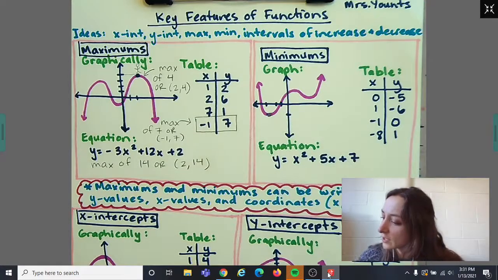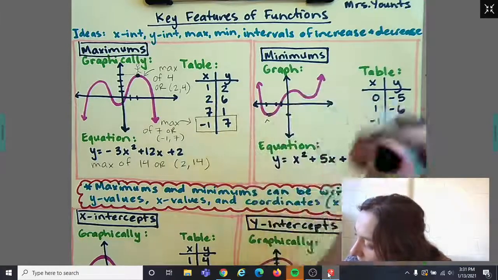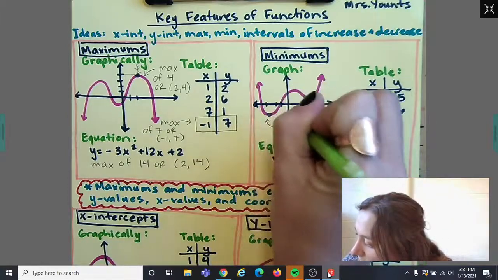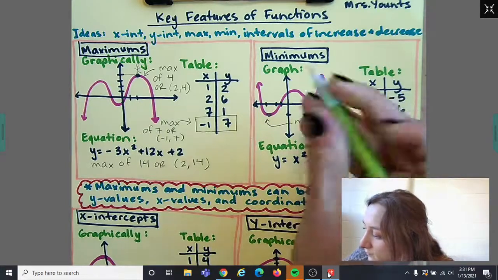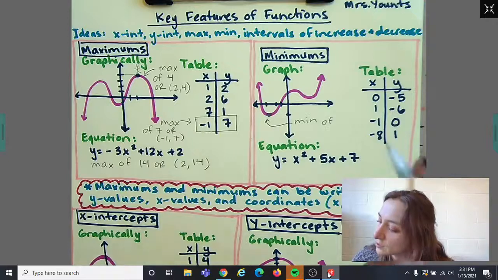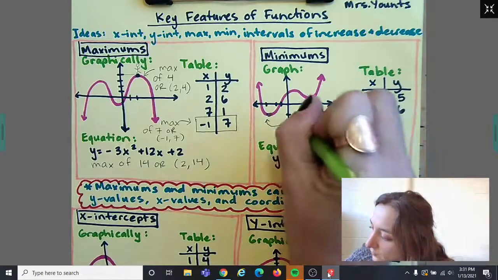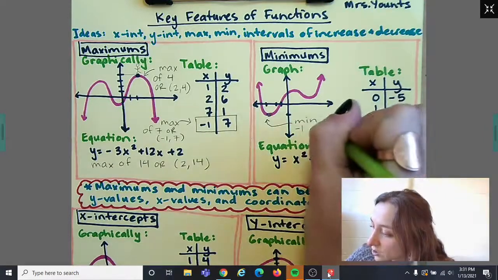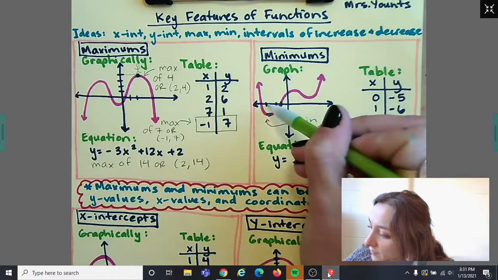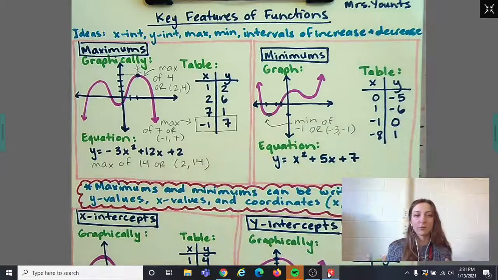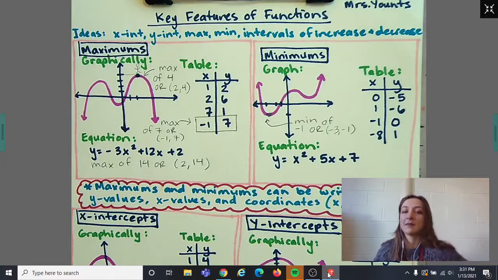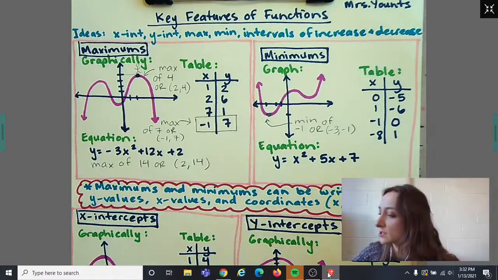So here this is going down, and its minimum is going to be a minimum of -1, because that's going down to -1. Or we could say that the minimum is occurring at -3, -1. Okay, so two different ways of saying it. We could say that the minimum is -1, or we could say that the minimum is occurring at the coordinate -3, -1.